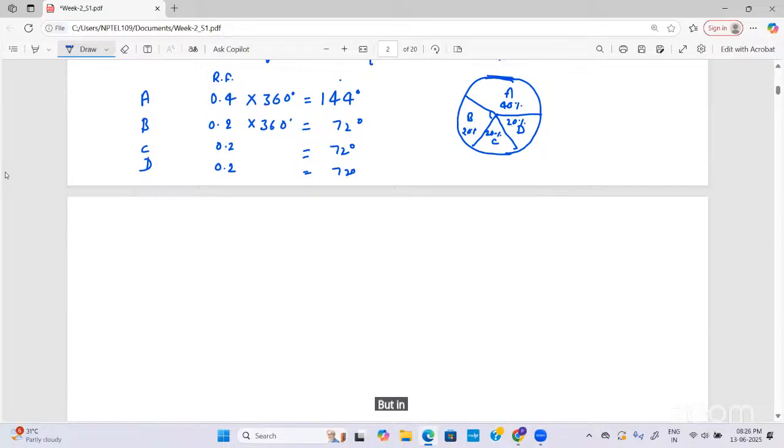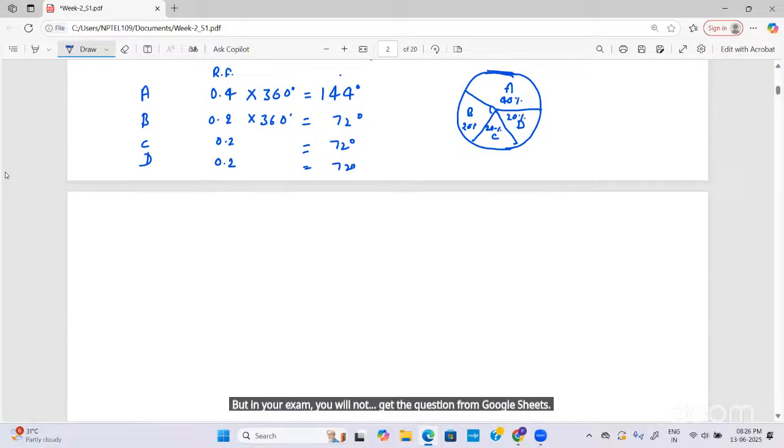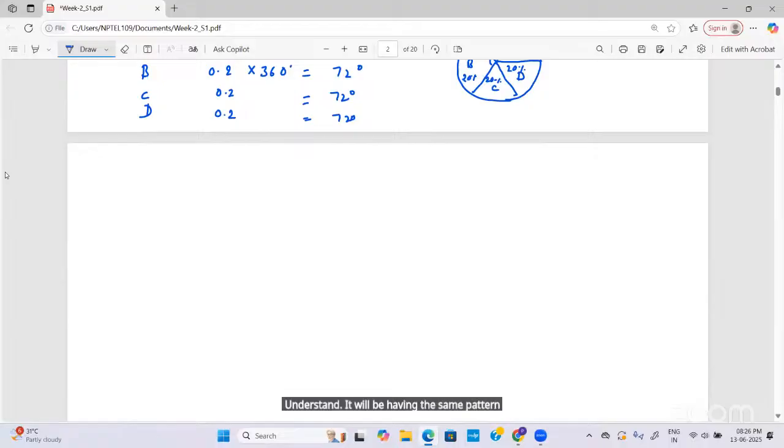But in your exam, you will not get the question from Google Sheets. And the pattern will be the same? It will be objective only? Yeah, objective and numerical types also.